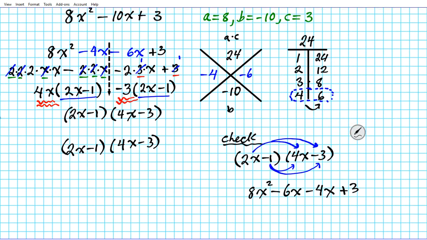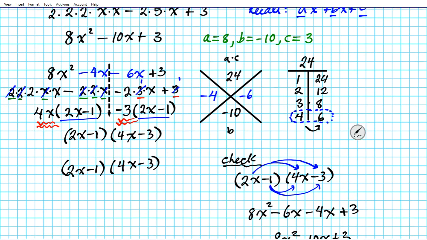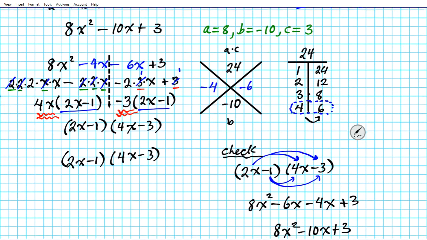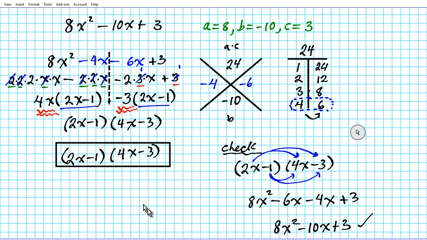If we combine the terms in the middle, we'll end up with 8x squared minus 10x plus 3. Now, is this the same expression we had at the start? 8x squared minus 10x plus 3. That means that our factorization is in fact correct. Okay? So that is how you factor quadratic expressions where a is not equal to 1.